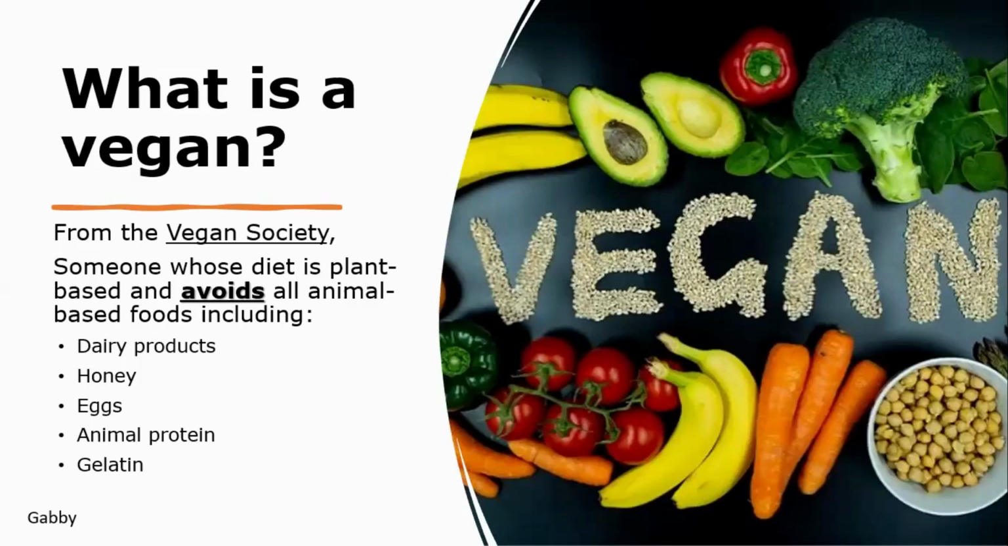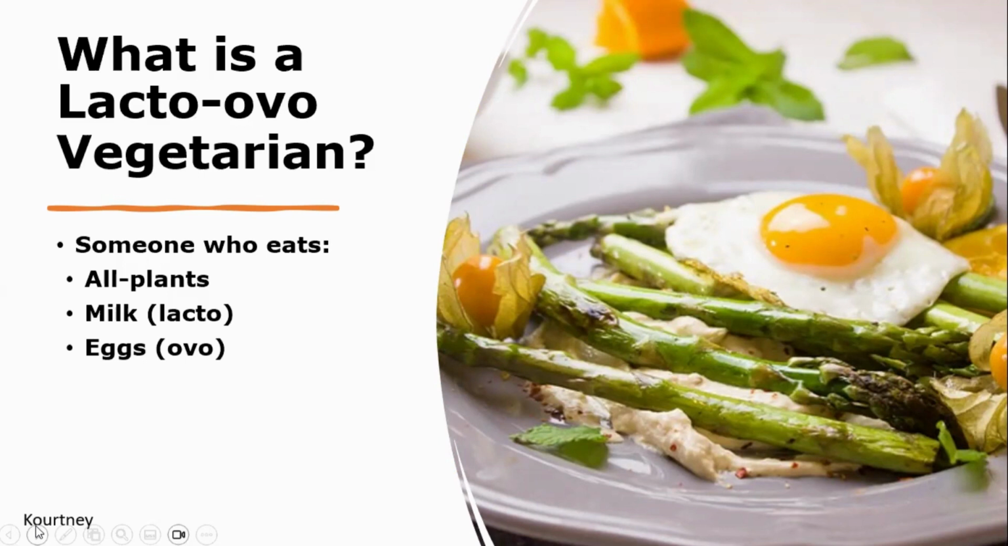Now, what is a vegan? From the Vegan Society, someone whose diet is plant-based and avoids all animal-based foods, including dairy products, honey, eggs, animal protein, and gelatin. What is a lacto-ovo-vegetarian? This is someone who eats plant-based, but also has milk, so the lacto portion of that, and then also eats eggs, so ovo, so lacto-ovo-vegetarian.